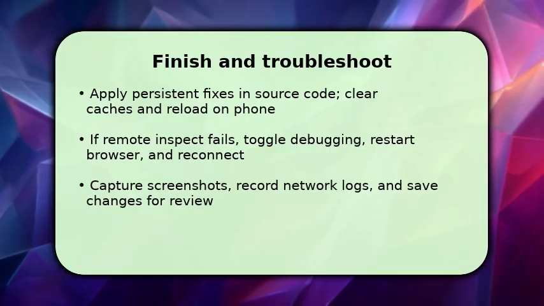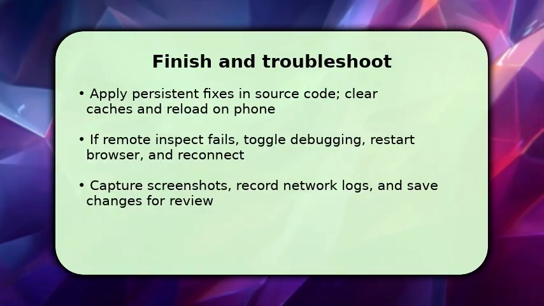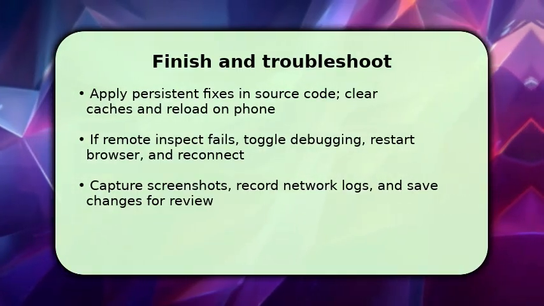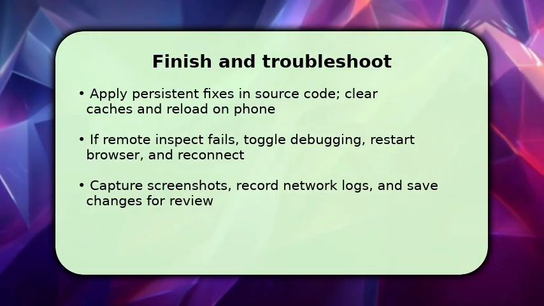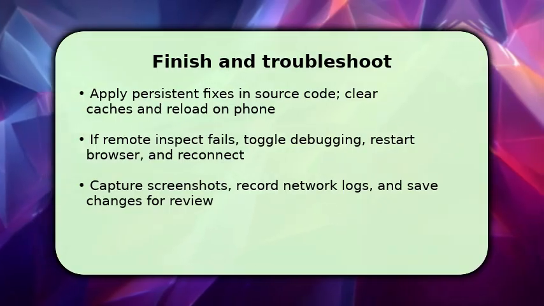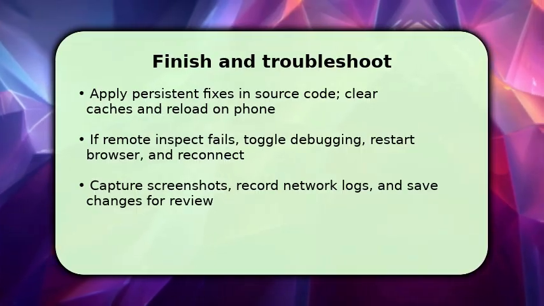To finish, transfer any verified fixes into your codebase, clear caches on the phone, and reload to confirm results in a clean state. If the remote inspection drops or won't connect, toggle USB or wireless debugging, restart the browser and device, and reconnect. This resolves most handshake issues.